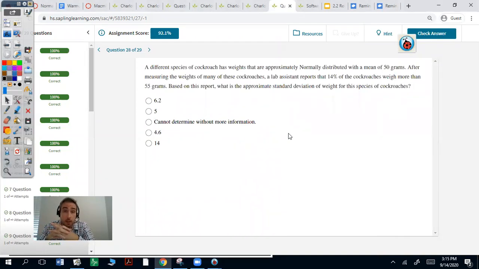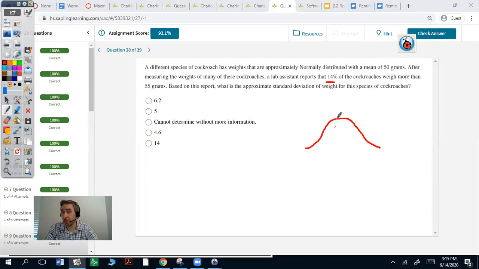It's too late. All right, a different species of cockroach has weights that are approximately normally distributed with a mean of 50 grams. After measuring the weights of many of these cockroaches, the lab assistant reports that 14% of the cockroaches weigh more than 55. Based on this report, what is the approximate standard deviation of weight for the species of cockroaches? All right, let's just think about this for a minute. We haven't done a problem like this as an example. So let's think back to z-scores for a second. First, 14% weigh more than 55 grams.